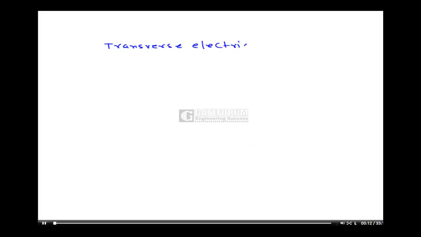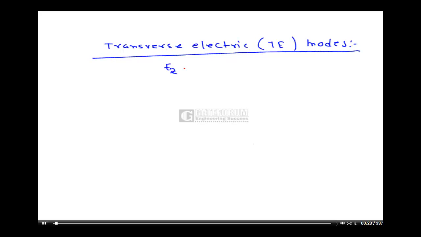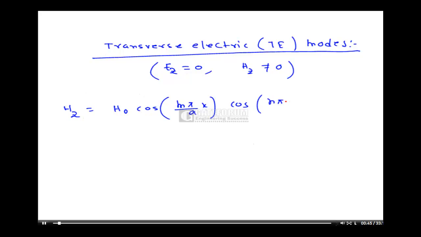Electric modes, or TE modes. In TE modes, Ez is equal to 0 and Hz is not equal to 0. Here I am giving the equation for Hz. Hz is equal to H0 cos(m pi by a x) cos(n pi by b y) e power minus gamma z.